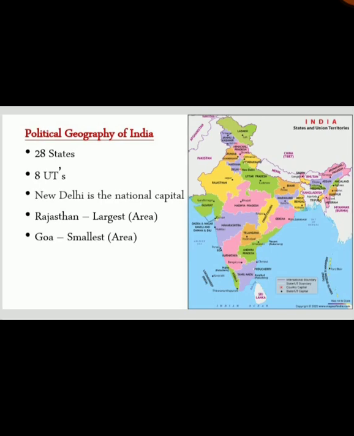Next, here you can see the political geography of India. You can see the 28 states and 8 union territories. Earlier we had 9, now it's 8. New Delhi is the national capital, and by area Rajasthan is the largest state and Goa is the smallest.